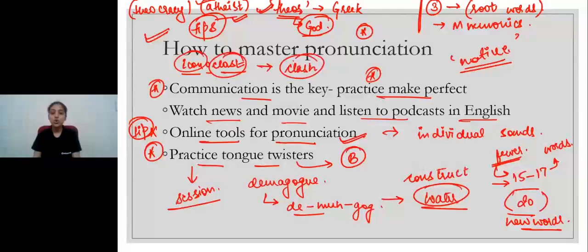Iconoclast sounds similar to clash. So people who clash or rebel against the established beliefs of the society. An iconoclast is a person who is a rebel, a person who challenges the established beliefs. So this was not the meaning of the word, right?